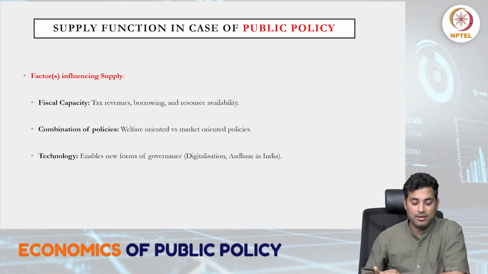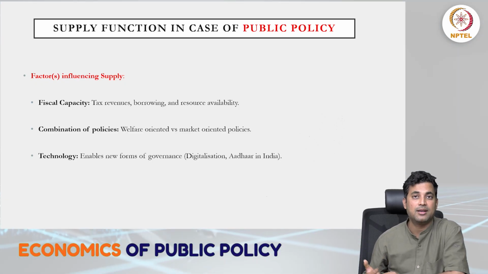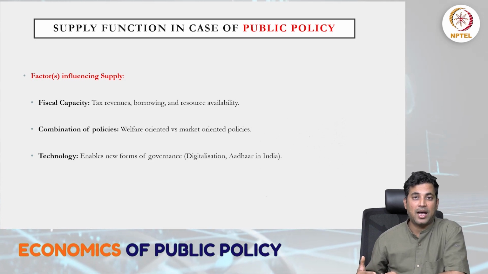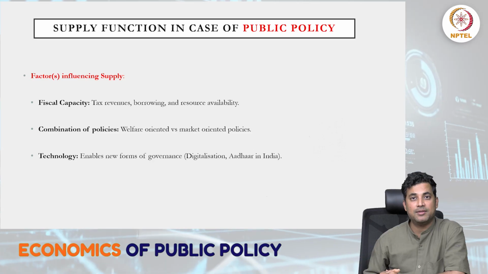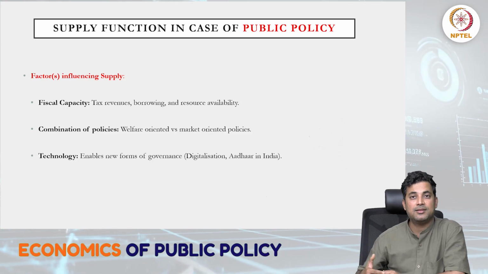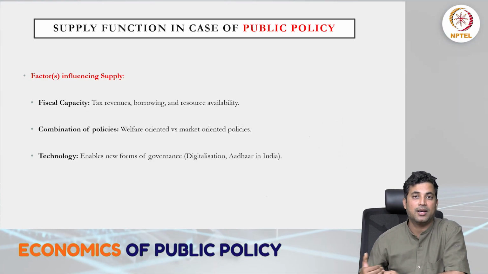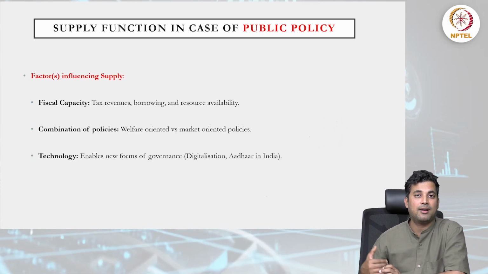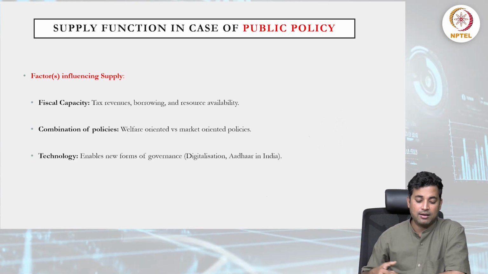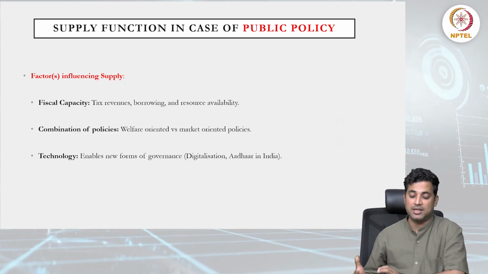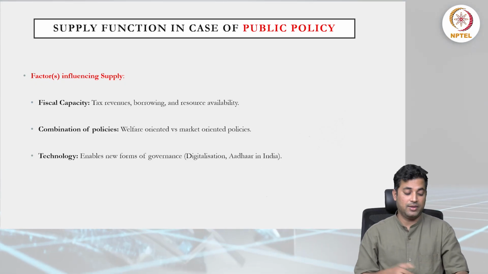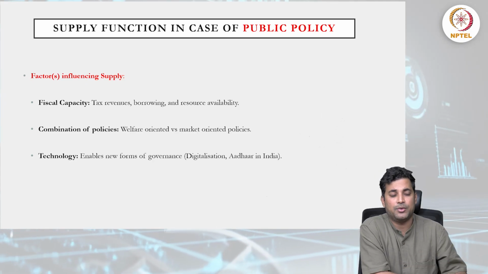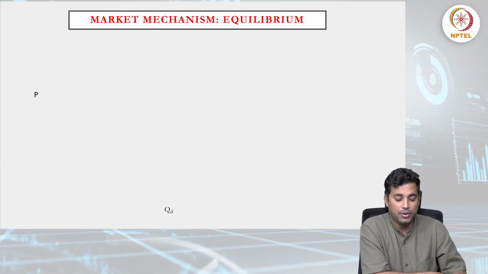So technology enables new forms of governance and makes production much more efficient, in the case of supplying goods and services, whether it is the PDS system or supplying the link for the job card under MGNREGA. So these are cases of efficiency, where the supply function can be derived in public policy. These examples will be taken into account further when we discuss more.